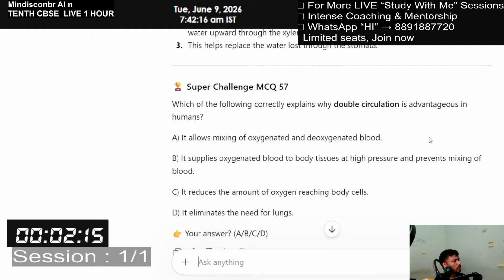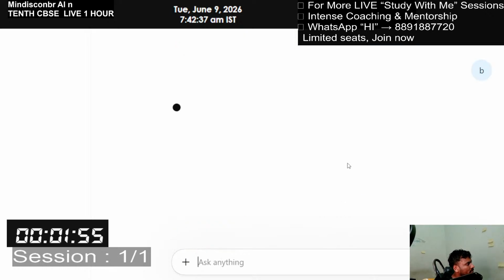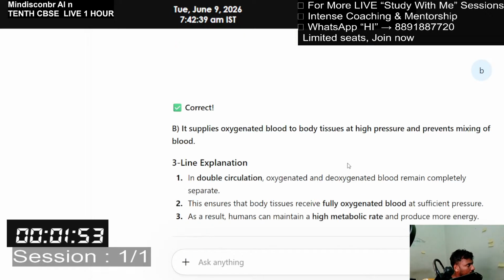It allows mixing of oxygenated and deoxygenated blood. It supplies oxygenated blood to body tissues at high pressure and prevents mixing of blood. B. It supplies oxygenated blood to body tissues at a high pressure and prevents mixing of blood.